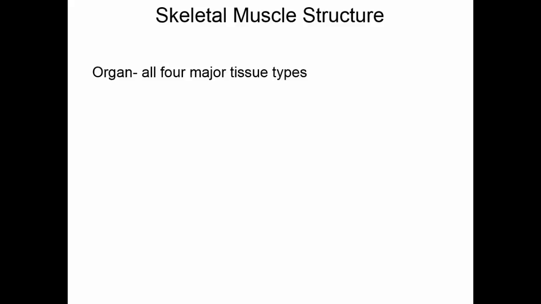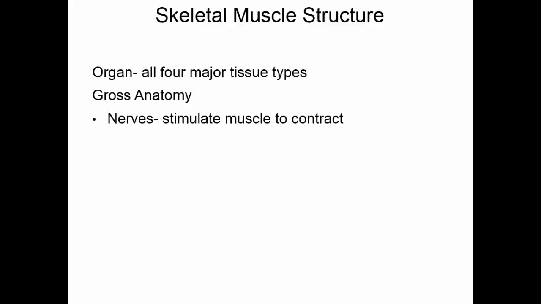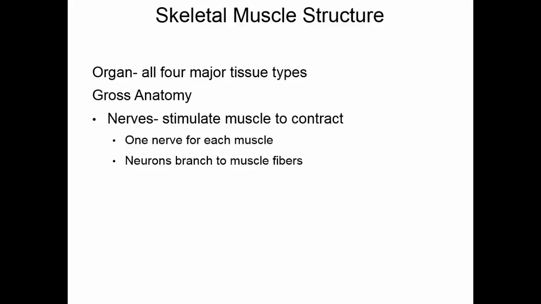Skeletal muscles are organs. All four major tissue types are found in a skeletal muscle. As we look at the gross anatomy of a muscle, there are nerves that stimulate the muscle to contract. There is at least one nerve that goes to each muscle. Each nerve is made up of several neurons, and the neurons branch and go to individual muscle fibers or groups of fibers. Also, there is a rich blood supply to skeletal muscle.